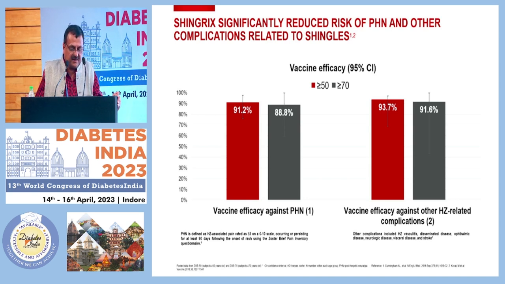Now, Shingrix significantly reduces the risk of post-herpetic neuralgia and all other complications related to shingles, and the vaccine efficacy was seen to be 91.2 to 88.8% in this age group, and if the age is more than 70, then 93.7 to 91.7% with relation to complications.